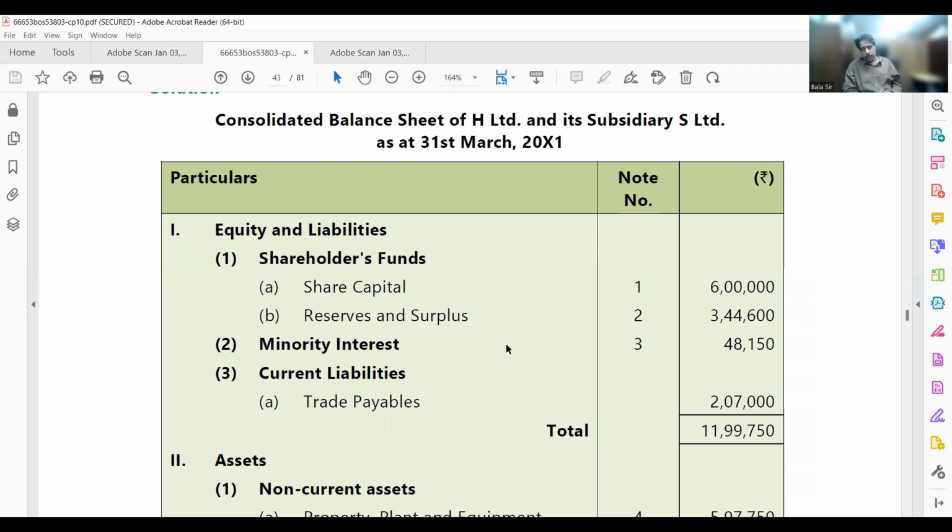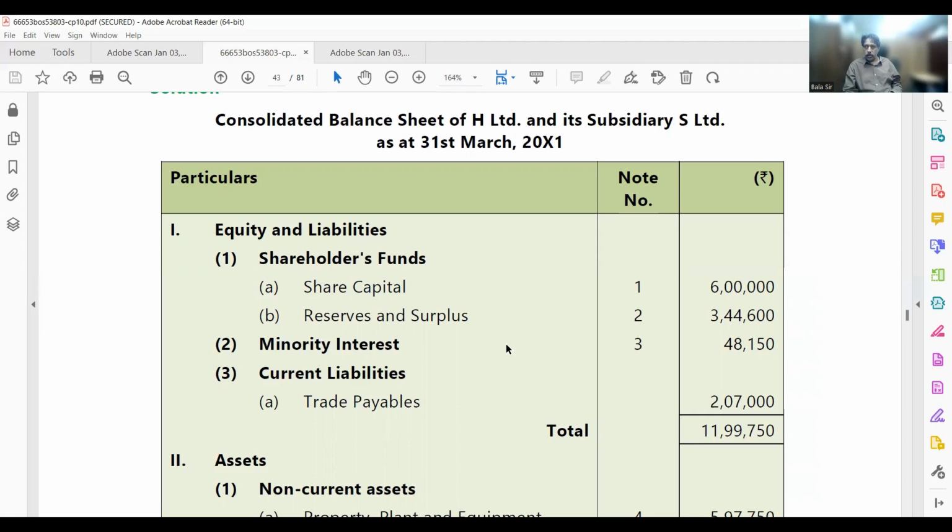Consolidated balance sheet of H Limited and its subsidiary S Limited as of 31st March 20X1. Particulars, note number, amount. Equity and liabilities. Number 1, shareholders funds. A, share capital. Note number 1, 6 lakh. You saw 6 lakh, only the holding company share capital is shown. Next. B, reserves and surplus.